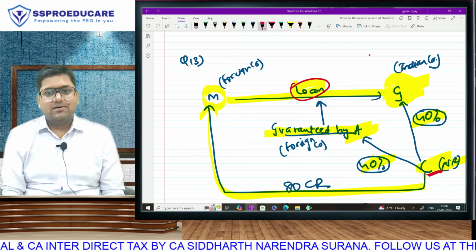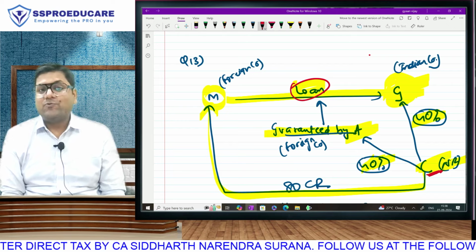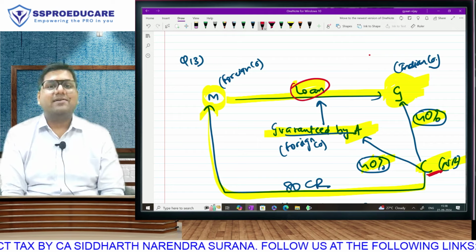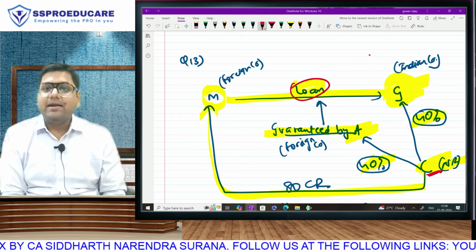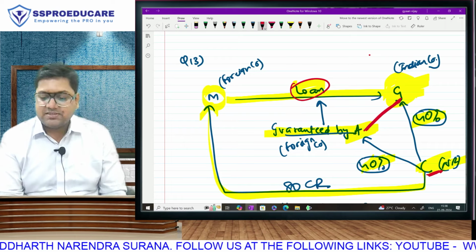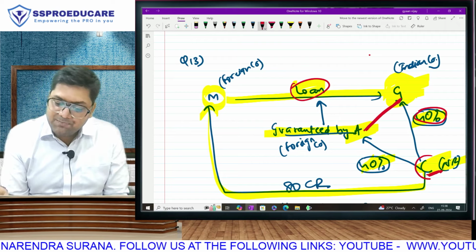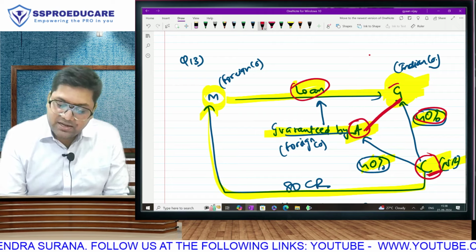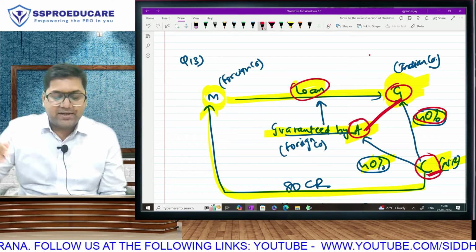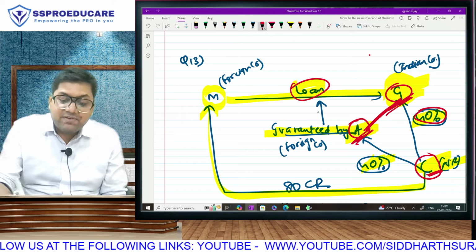Correct? Because do we know that under 94B, if I take a loan from my non-resident associated enterprise, then interest deduction will be restricted to 30% of EBITDA. Correct? Second, one more thing you observe. Are A and G also associated enterprises? C is associated directly. But are A and G also associated? Yes. Because the same party C is holding 40% in A as well as G. When a common enterprise is holding 26% or more in both, then are A and G also associated? Yes. And A is giving a guarantee.